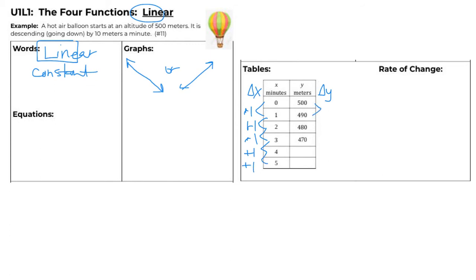When I look at the change in Y from 500 to 490, I'm decreasing by 10, decreasing by 10, decreasing by 10. So if I needed to fill in the rest of this table, I would know that that pattern is going to continue decreasing by 10. So 470 minus 10 is 460, and 460 minus 10 is 450.